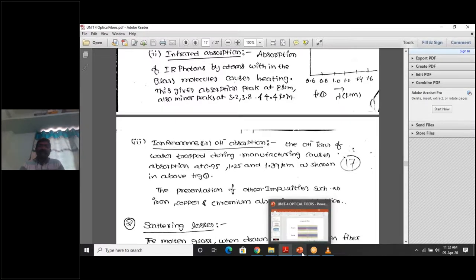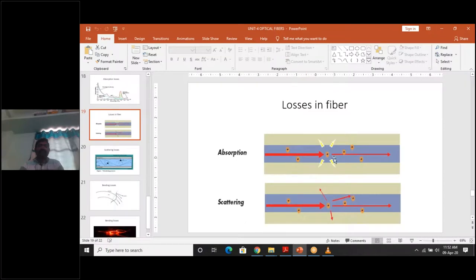During the manufacturing of the optical fiber, what is the core? The core is made up of glass. The cladding is also made up of glass. Where is it available? From silica. Silica means sand. Processed sand is called silica. That has to be liquefied by heating and then drawn into wires. Those are called core and cladding. During that process, certain water molecules are trapped.